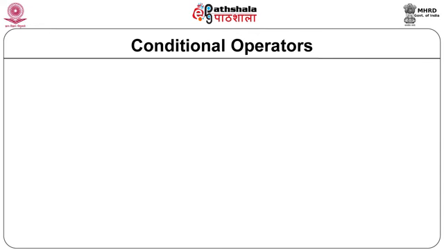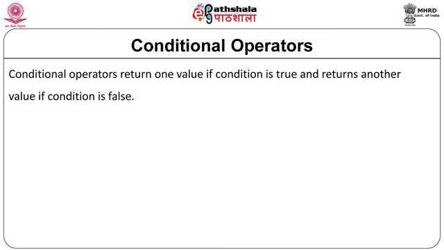Then the next operator is the conditional operator. This conditional operator is also called the ternary operator. The conditional operator returns one value if the condition is true and returns another value when the condition is false. It is similar to an if-else statement. If the condition is true, a particular value will be taken, and if the condition is not true, then another value will be taken. So this is just a complement of the if-else statement.